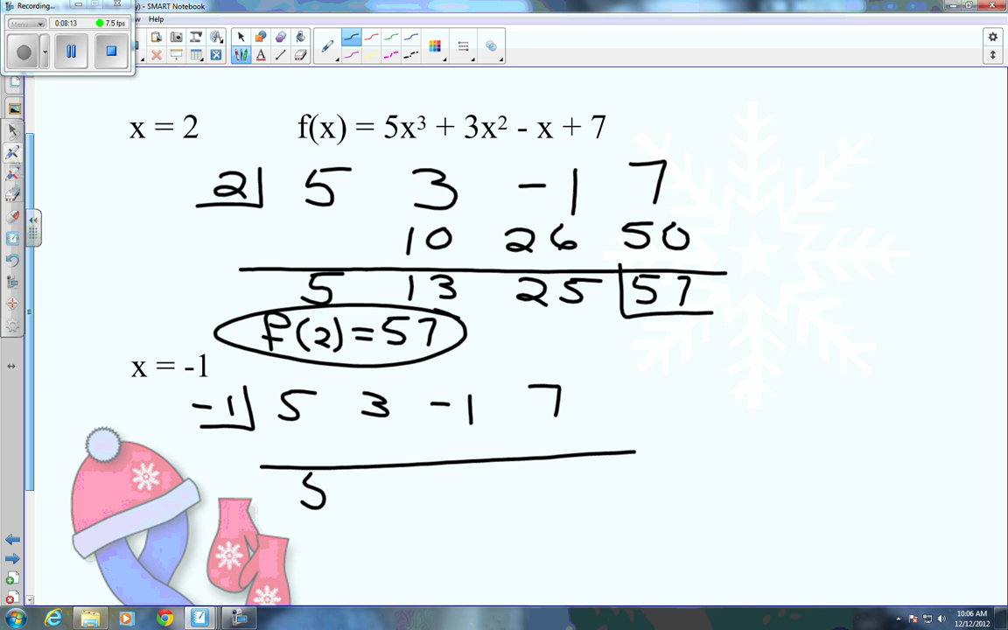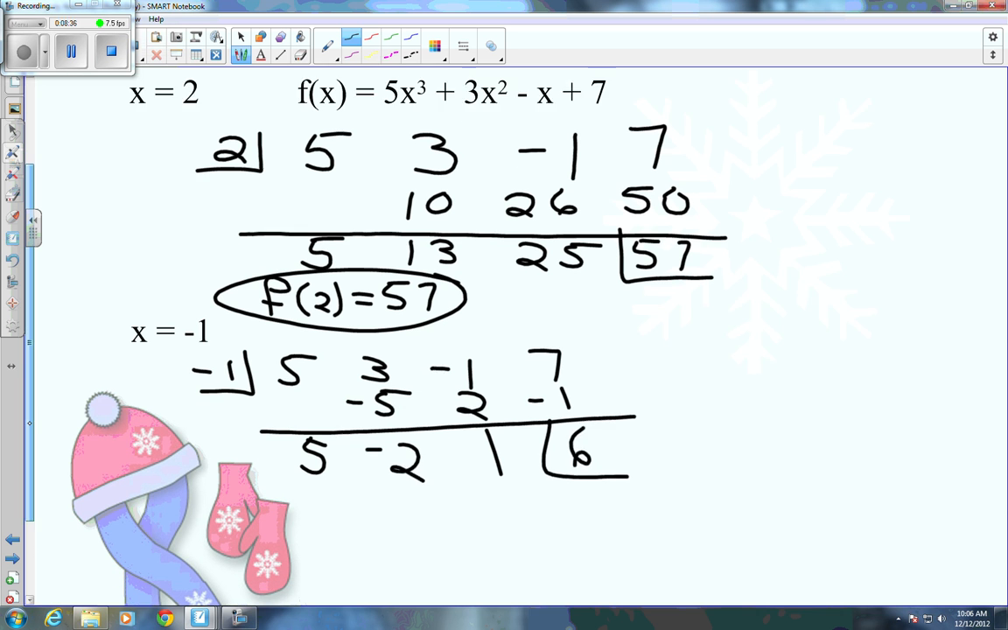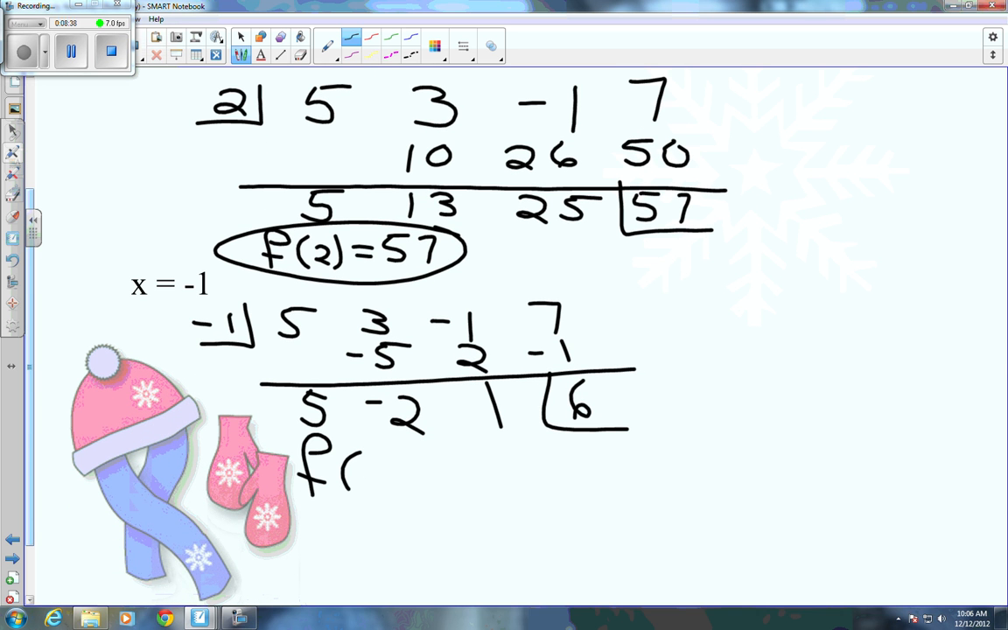Bring down the 5. Negative 1 times 5 is negative 5. 3 plus negative 5 is negative 2. Negative 1 times negative 2 is 2. Negative 1 plus 2 is 1. Negative 1 times 1 is negative 1. 7 minus 1 is 6. So we say f of negative 1 equals 6. Okay, so everybody pretty comfortable with that?